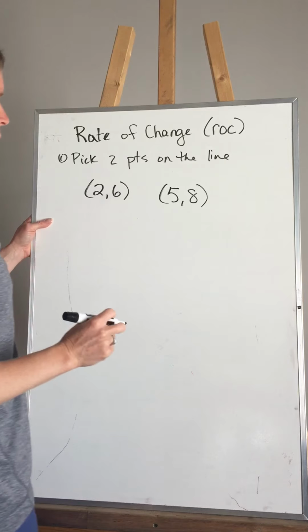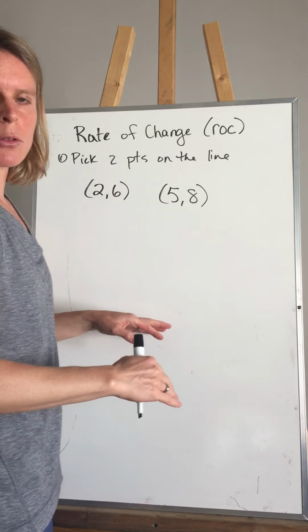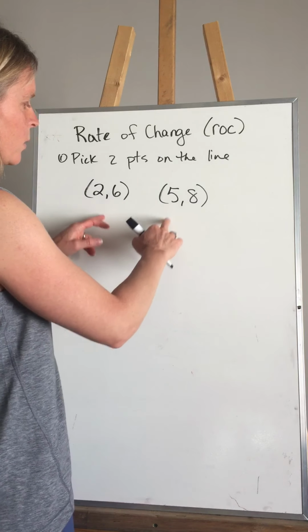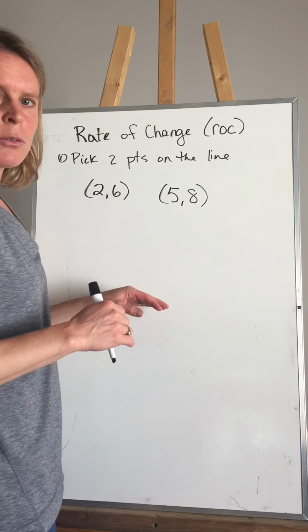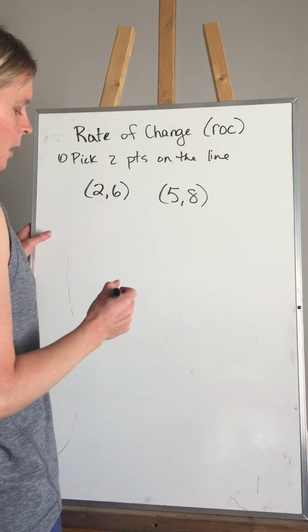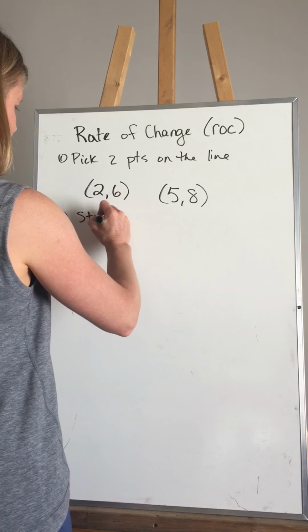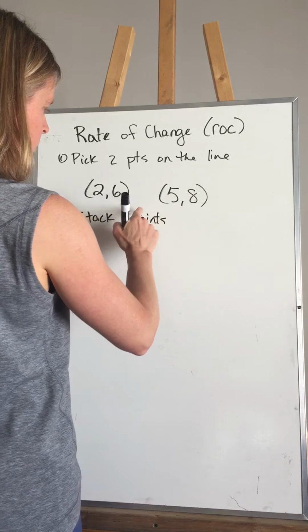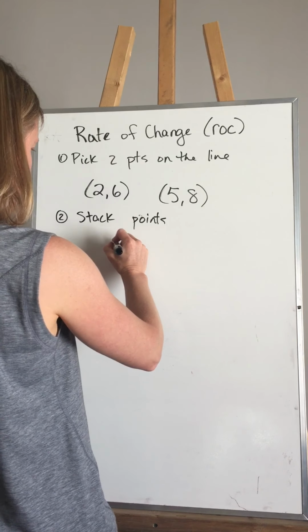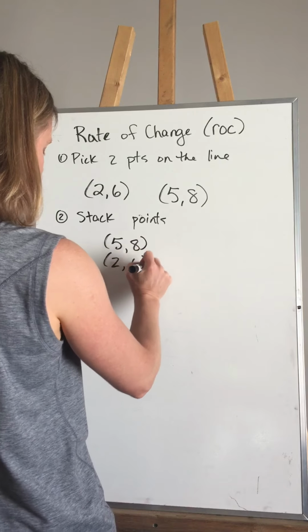Now, being that this is review, you should be able to pause right now, take those 2 points, and come up with your rate of change. I'm going to do 2 examples, so if you need a quick review, watch this one, but make sure you pause for the next one and give it a try on your own. The next step that I recommend is stack points. So let's stack them. (5, 8) is a point, (2, 6) is a point.